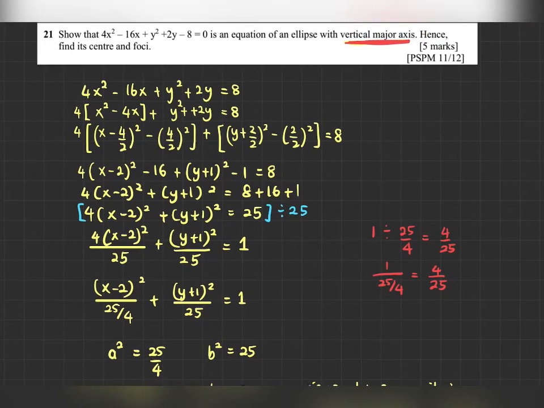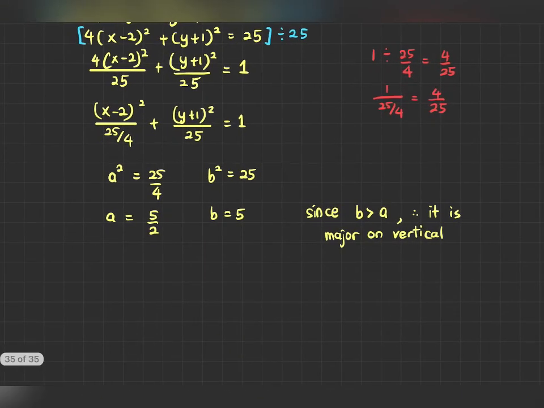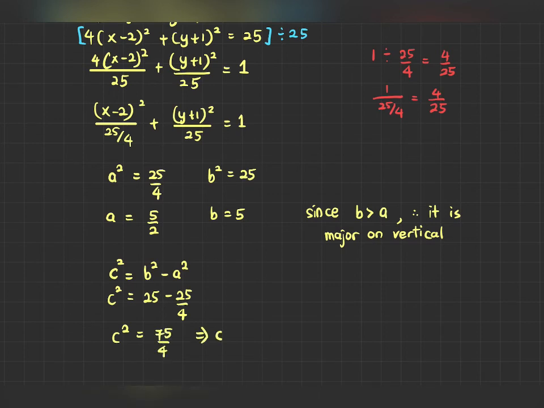Now, hence, find the center and foci. So dia minta center dan foci sahaja. So maksudnya nak dapatkan foci, kena ada value of c. So kita cari c dulu. So c square will be b square minus a square. So our c square will be 25 minus 25 over 4. Berapa ya? So our c square is equals to 75 over 4, which means c will be equals to 5 square root of 3 over 2. So ini daripada calculator lah.